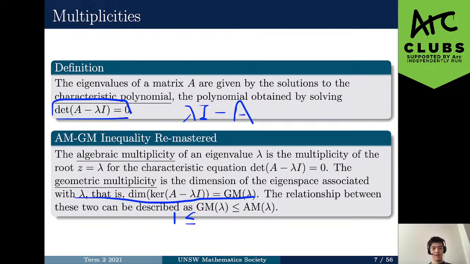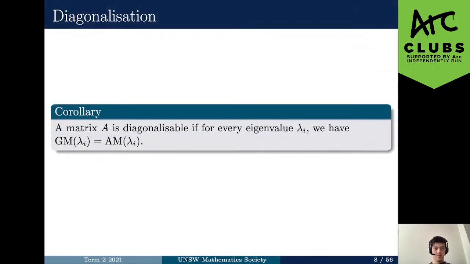And yeah, the algebraic multiplicity is larger than or equal to that. Okay, so a matrix A is diagonalizable if for every eigenvalue lambda_i, the geometric multiplicity is the same as the algebraic multiplicity.